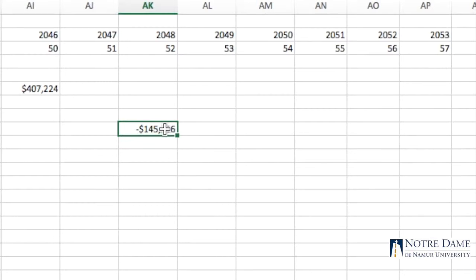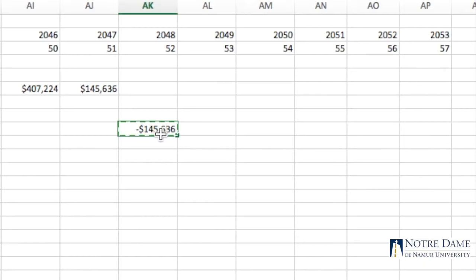Okay, so now we did that really easily right on the spreadsheet. Didn't take any time. Do we put in here a negative 145? No, what do we put in there? Just 145,636.